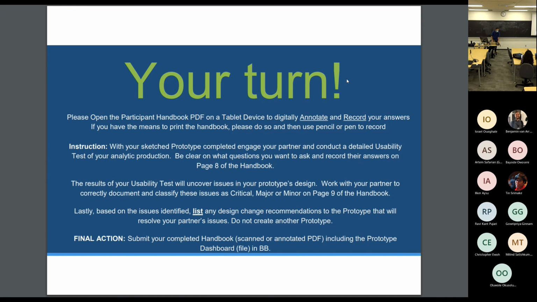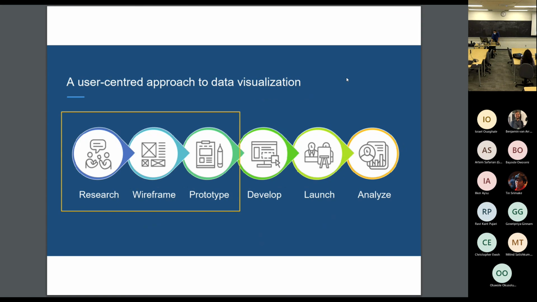Okay, and you're not going to create another prototype. You're just going to list what you would change to fix those issues. And then you submit the handbook and the prototype file in Blackboard. Okay, so then we would be done the first 3 steps of the user-centered approach to data viz. We researched, we wireframed, then you're going to prototype and keep the user involved that whole time. And then we'll move to the next 3 the following weeks.